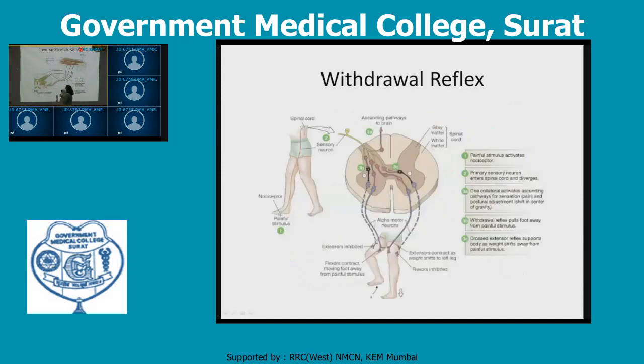Next, this is the pathway for the withdrawal reflex. The withdrawal reflex is a polysynaptic activity. What do we mean by polysynaptic activity? The afferent neuron's output goes to multiple interneurons, and the impulse travels through multiple interneurons before it finally terminates.